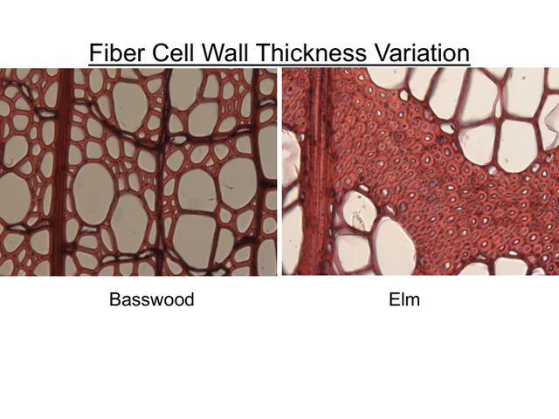Let's take a closer look at the fiber cell wall thickness variation between basswood and elm. As you can see here, the thickness of the cell walls can differ quite significantly between these two species. Basswood tends to have relatively thinner cell walls, which can influence its mechanical properties and how it responds to processing. On the other hand, elm generally has thicker cell walls, which can contribute to greater strength and durability.